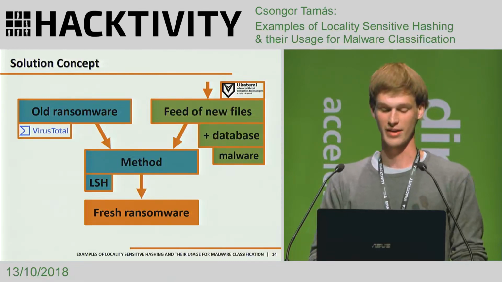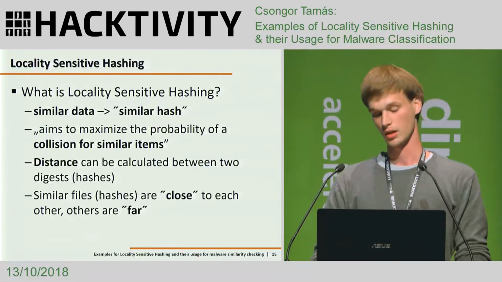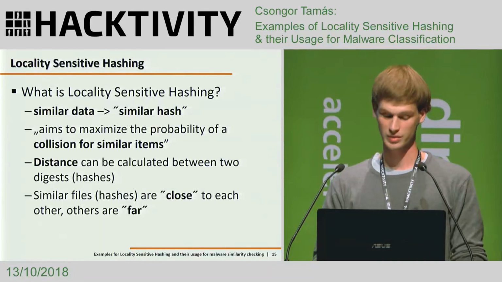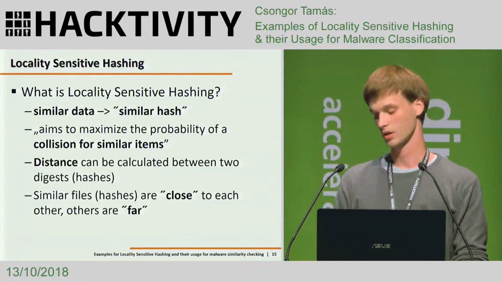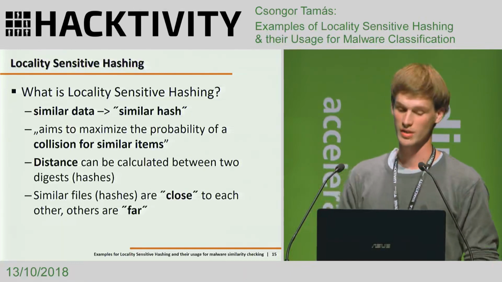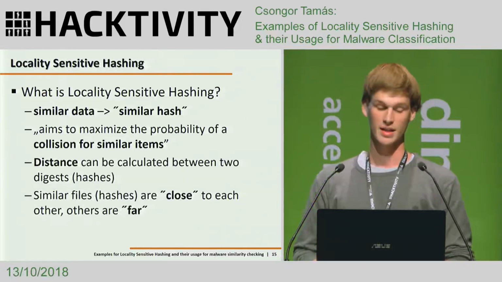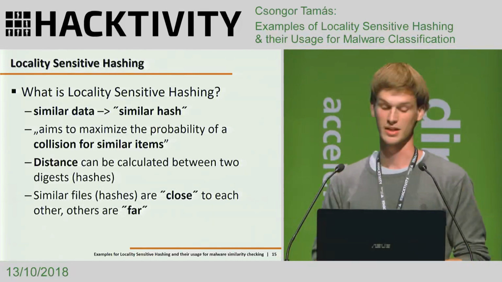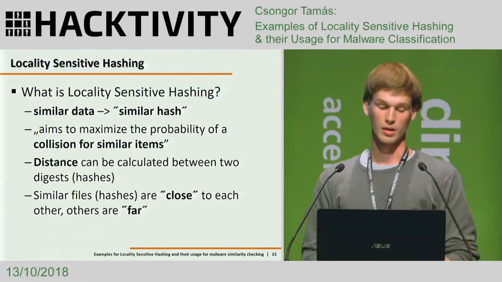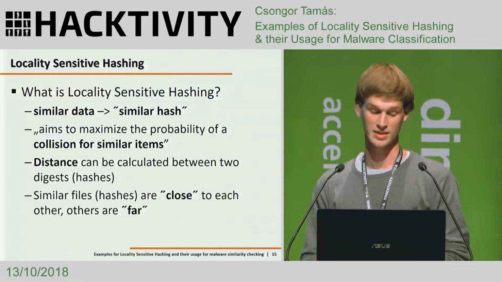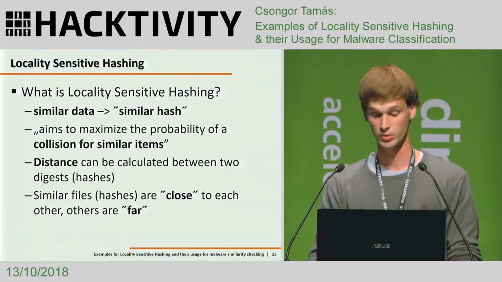Now, what is locality sensitive hashing? The basic concept of it is the following. For similar data, it generates similar hash. That's the main concept. It aims to maximize the probability of a collision for similar items. So similar items are going to equal for similar hash. This similarity between the digest, the hashes, is not surely visible to our eyes, but a distance calculating algorithm is also provided with the locality sensitive hashing method that outputs a number, roughly a score or a distance, that displays the similarity between the two source files.